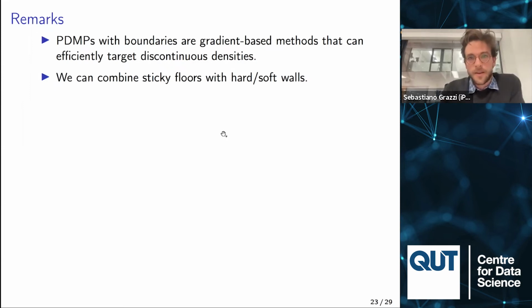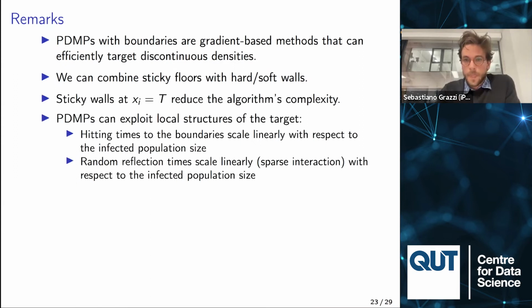So the concluding remarks for this example: PDMPs, and this is a general remark, can deal well with boundaries, where in this case the discontinuities are points where the gradient is not even defined. And with this framework, you can deal with it very efficiently. In this case, we also combined two different boundaries, sticky floors with walls. Again, as I said, introducing this minimum between the infection time and capital T reduces the algorithm's complexity.